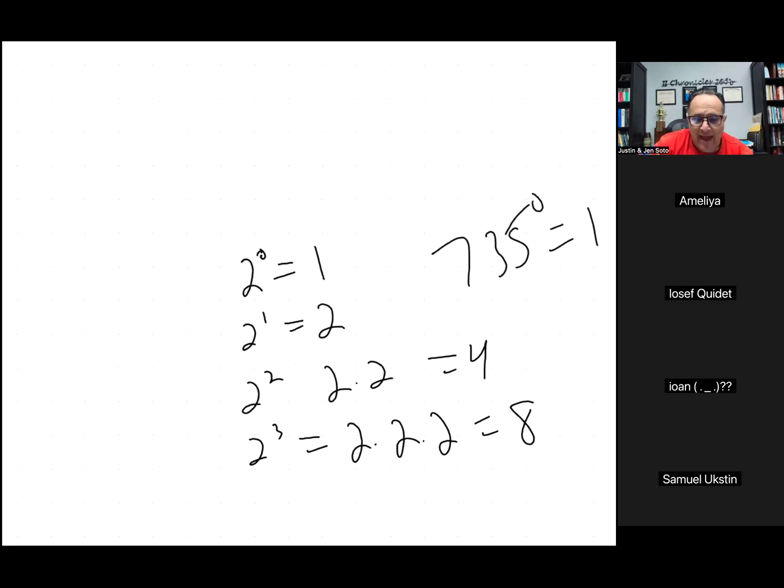You might see a problem like that on SAT standardized testing. Don't put 0, don't put 735, put 1. Anything to the 0 power is equal to 1, including a large number, including a variable. It's always equal to 1. Okay? So number 3 is y to the 7th power over y to the 7th power. You could do this.